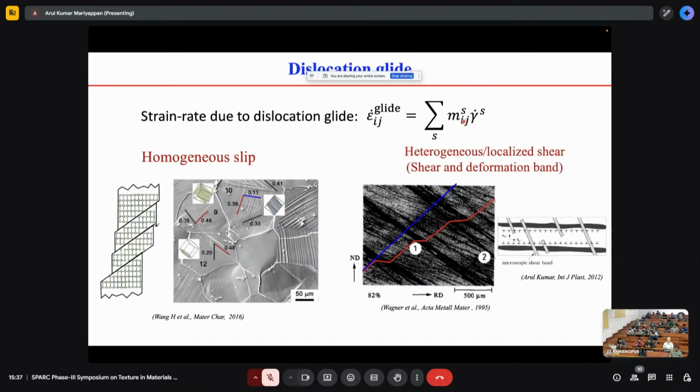The shear rate depends on what type of slip we have. Sometimes we have homogeneous slip, which means that within a grain we have a uniform slip pattern. But very often we have heterogeneous or localized shear that leads to shear and deformation banding, something like this. Regardless of which we have, we need a more mechanistic model that can capture both homogeneous slip and heterogeneous slip.